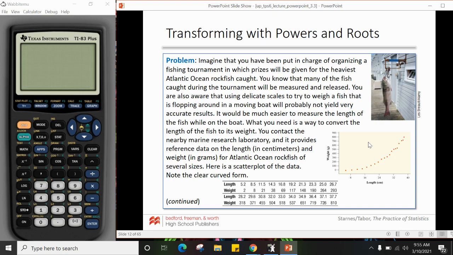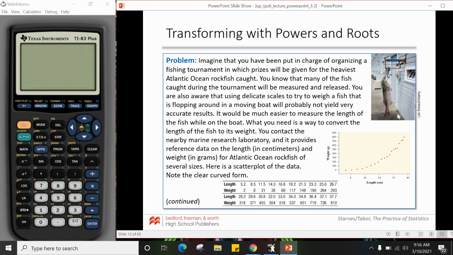It would be much easier to measure the length of the fish while on the boat, and then what you need is a way to convert the length of the fish to its weight. You contact the nearby marine research laboratory, and it provides reference data on the lengths in centimeters and weight in grams for Atlantic Ocean rockfish of several sizes. Here's a scatter plot of the data.